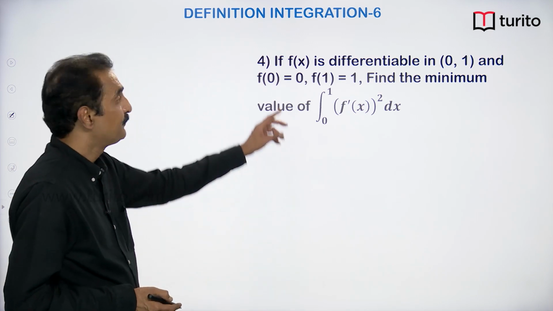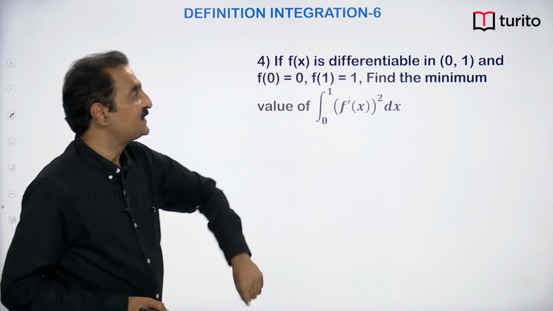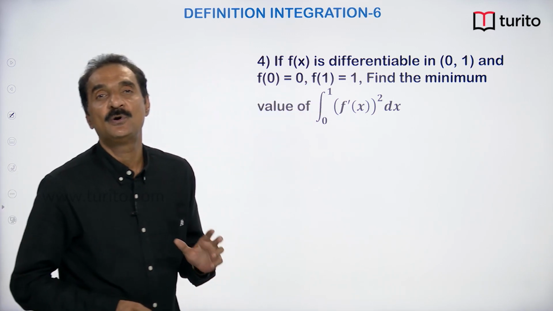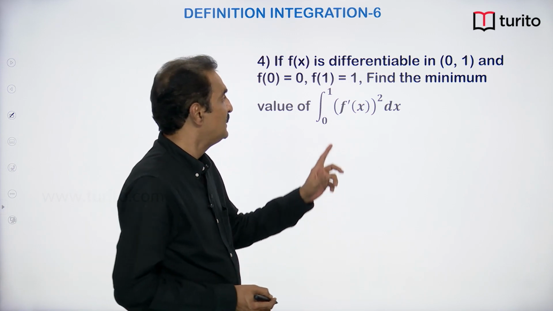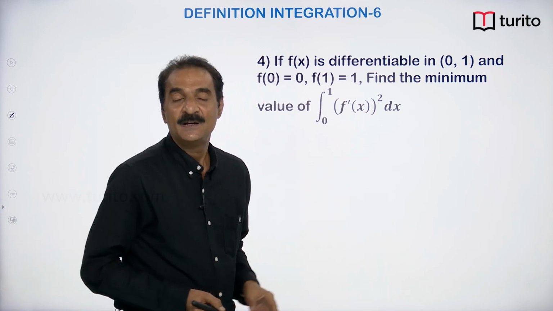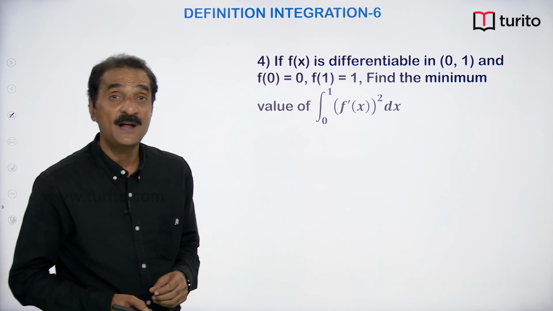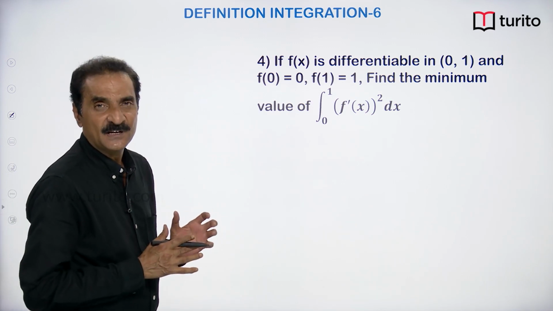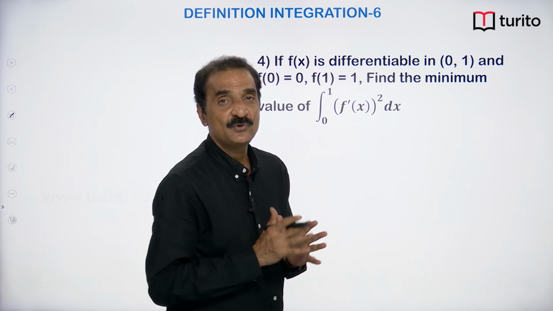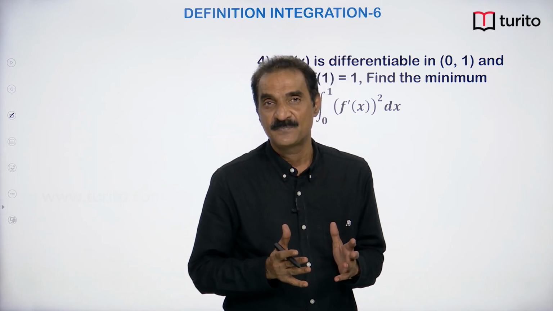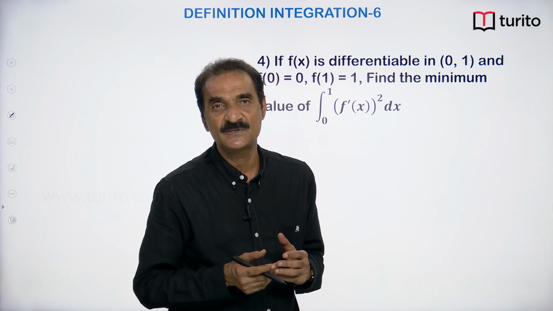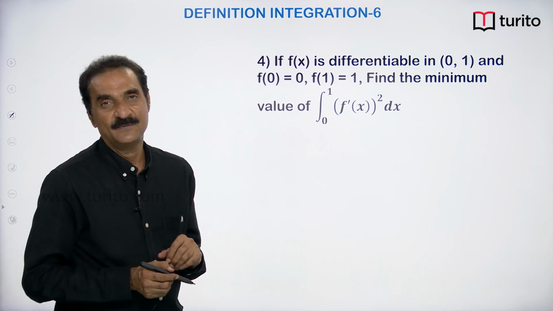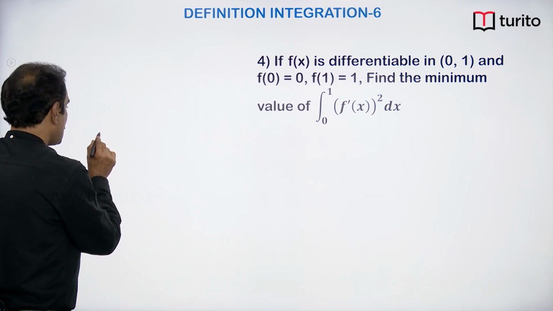Next question: if f of x is differentiable in the interval 0 to 1 and f of 0 is equal to 0, f of 1 is equal to 1, find the minimum value of integral 0 to 1 f dash x whole square. For finding the minimum value of the integral or maximum value of the integral, we use inequalities of the definite integral. We have discussed many inequalities in the previous classes. One of them is Cauchy's inequality. What is Cauchy's inequality?